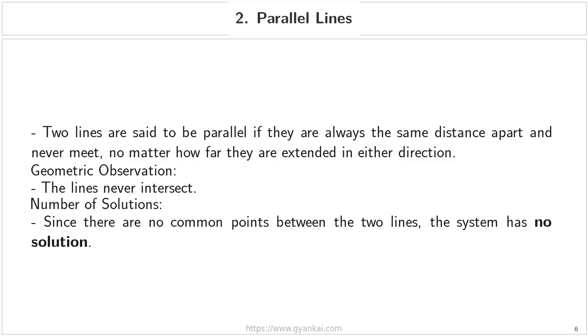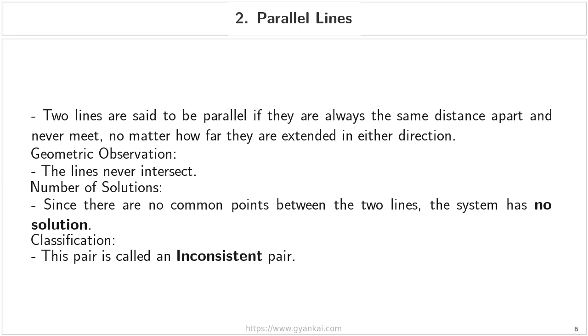Because of this, when we talk about the number of solutions, we find that there are no common points shared between the two lines. Since a solution is defined as a point that lies on both lines simultaneously, the system, in this case, has no solution. Finally, because there is no point of intersection to be found, we classify this pair of equations as an inconsistent pair. To help you visualize this concept more clearly, let's look at a real-world example involving railway tracks on the next slide.